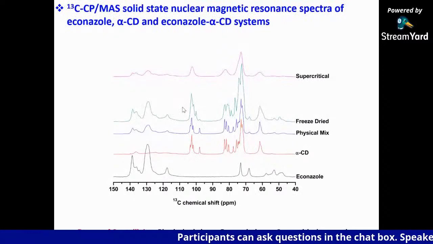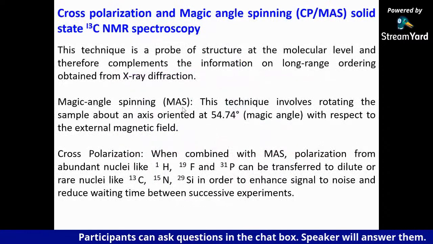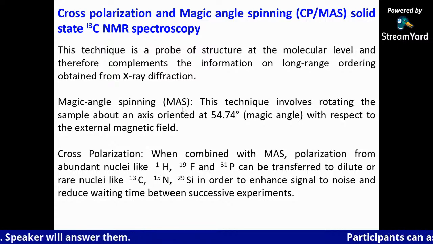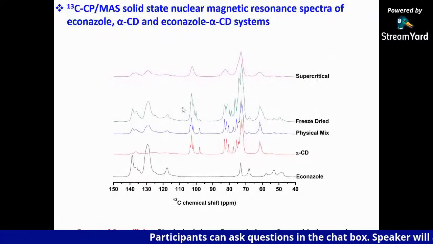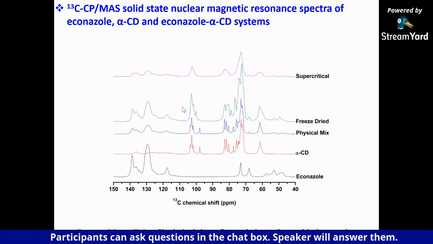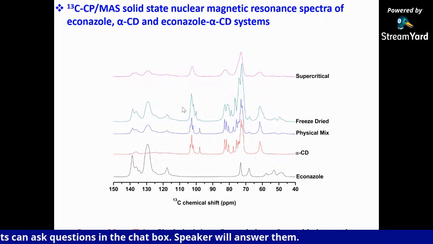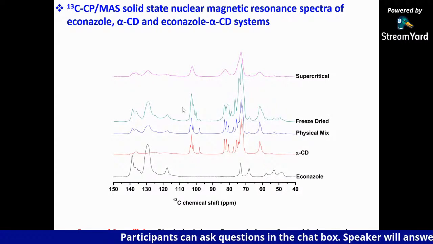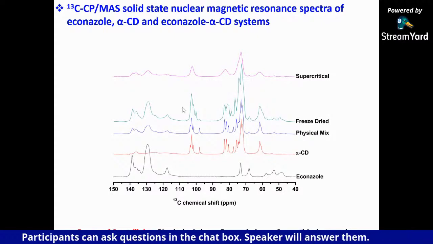In our studies, we used cross-polarization and magic angle-spinning solid-state 13C NMR spectroscopy, and this technique is a probe of structure at the molecular level. We used it to study the structural aspects of these econazole and cyclodextrin complexes. The benefit of these studies was that we were able to gain information about the crystalline aspects and the structural aspects.